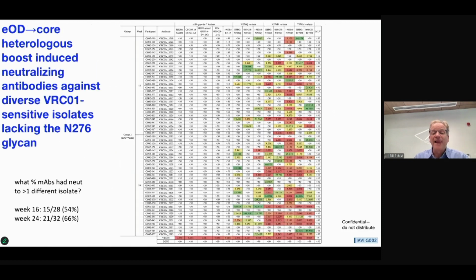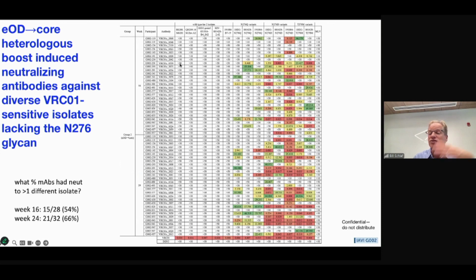We've also carried out neutralization assays with these monoclonals. We obviously don't have time to go through all this data, but these are the antibodies from week 16 and week 24 that came after one shot of EOD followed by one shot of core.